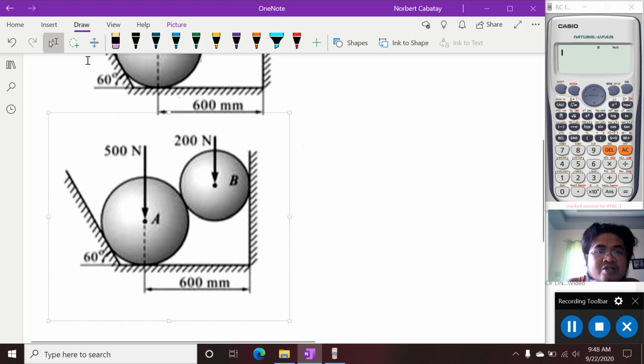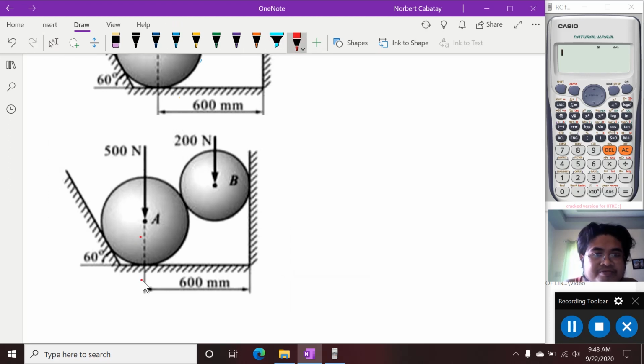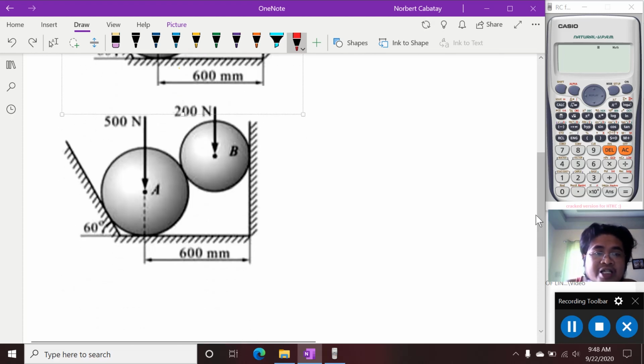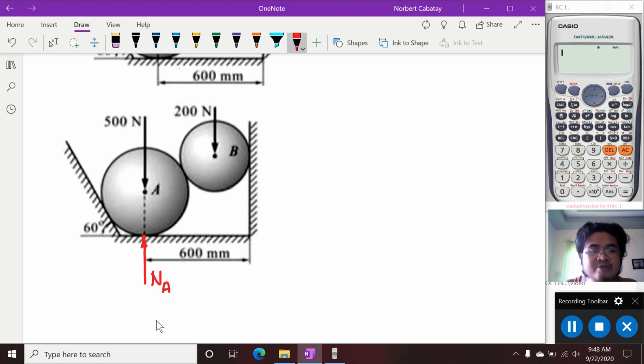So, of course, meron tayong yung kanyang weight, itong 500 newtons, pababa yan. Then, yung kanyang contact, yung normal force, sabihin natin may normal force dito. May contact doon, pataas of course. Normal force 1 na lang.